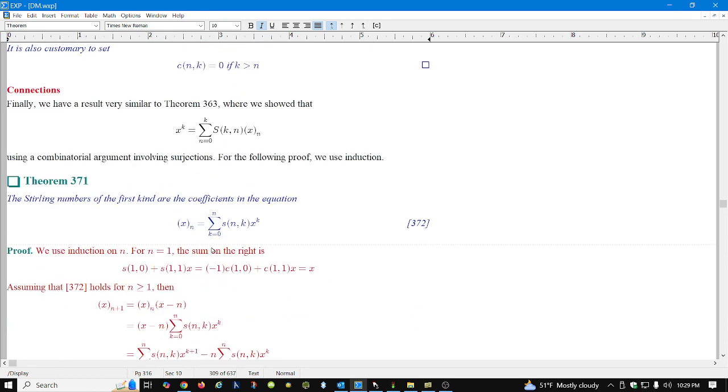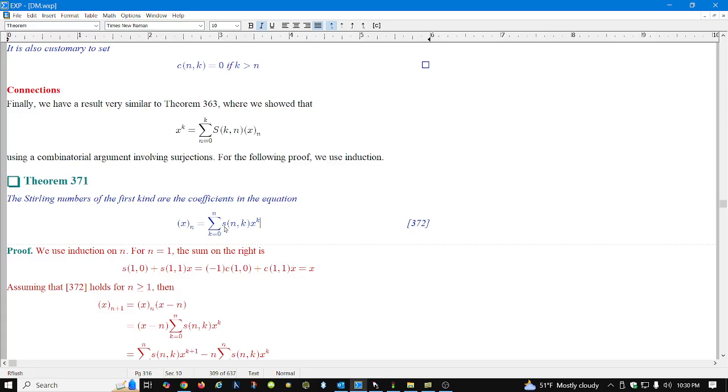If you remember, when we talked about the Stirling numbers of the second kind, we had some connection formulas. x to the k can be written in terms of lower factorials using the Stirling numbers of the second kind as coefficients. Well, we have an analogous thing here. In this case, it's the other way around. The lower factorials can be written as linear combinations of powers of x using the Stirling numbers of the first kind. That's why we want that (-1)^(n-k) in the definition.